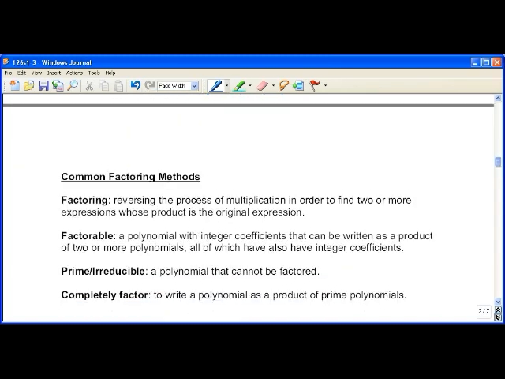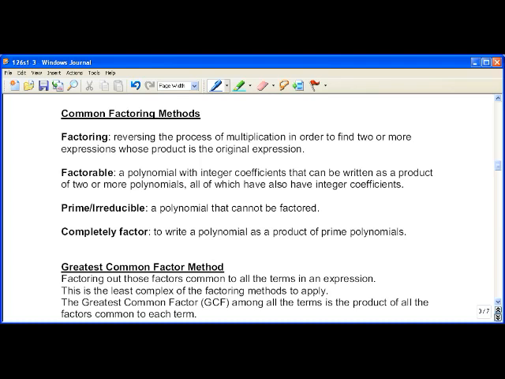Okay, moving on. Page 3, common factoring methods. So factoring is reversing the process of multiplication in order to find two or more expressions whose product is the original expression. And that works for just single terms versus binomials and so on. Factorable is a polynomial with integer coefficients that can be written as a product of two or more polynomials, all of which have integer coefficients. So the key to it is the polynomial has integer coefficients, positive or negative whole numbers, and then the factors have integer coefficients. If the coefficients are irrational, then it's not factorable.